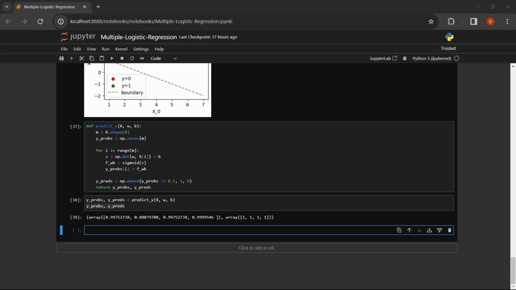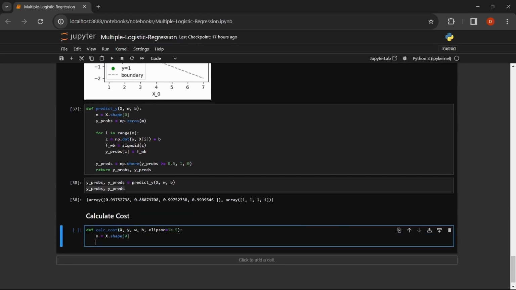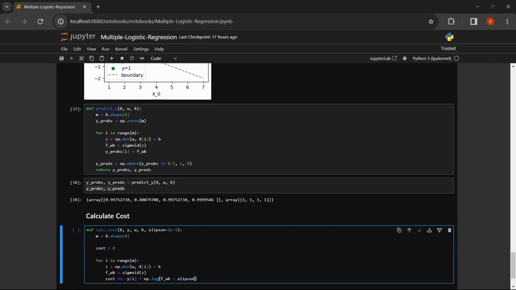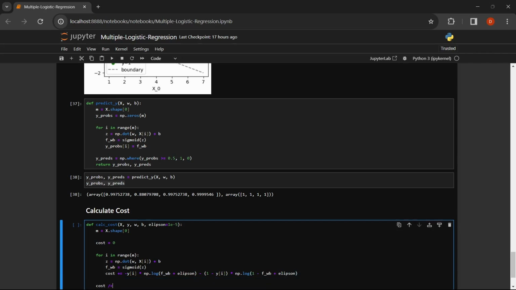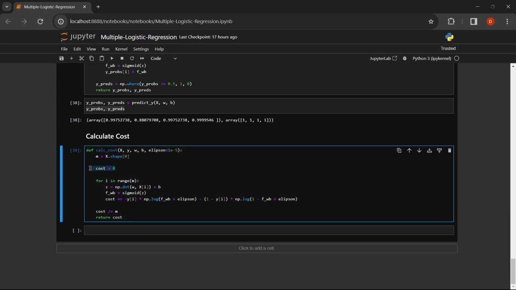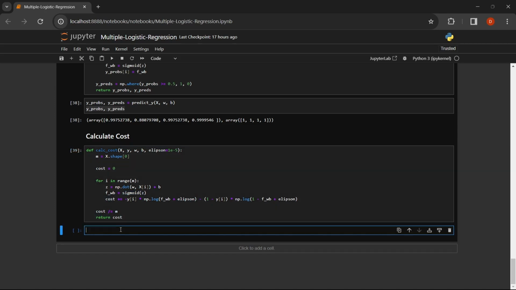Alright, back to the notebook, let's write out our cost function. Alright, so here's our cost function, and as you can see, it looks very similar to the one we looked at earlier. We're starting with the cost of 0, going over each training example, calculating the probability, then inputting that into the loss function, and then adding it to cost, finally dividing by m and returning the cost. So let's run this and see what kind of results we get.